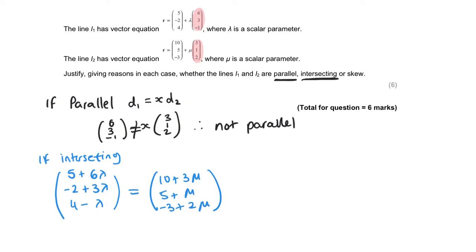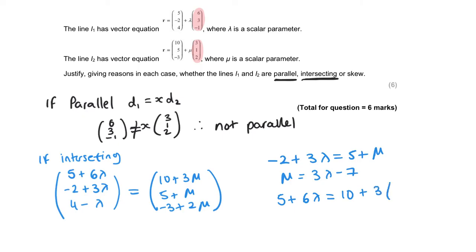So let's see, the second one is probably going to be the easiest one to look at. Minus 2 plus 3 lambda equals 5 plus mu. So this means mu equals 3 lambda minus 7. I'm going to substitute that into the first set of equations. The first set of equations is 5 plus 6 lambda equals 10 plus 3 mu. Instead of writing mu, I'm going to write 3 lambda minus 7 because I'm going to substitute that in. So I'm going to get 5 plus 6 lambda equals 10 plus 9 lambda minus 21.